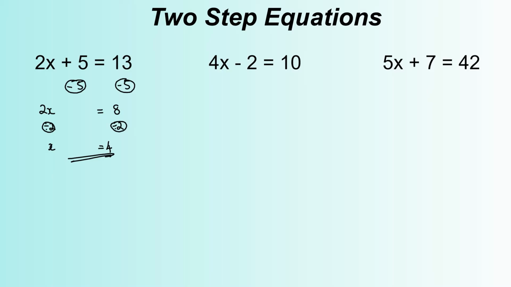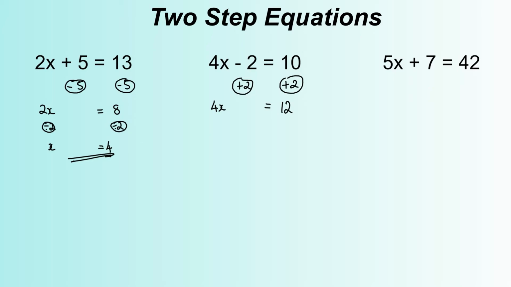Okay, so let's have a look at another one. Same idea here, we've got a minus sign with the minus 2. We want to get the 4x term on its own, so we're going to add 2 this time. The opposite of the minus 2 is add 2, and that should cancel out, leaving us just the 4x on the left hand side. Negative 2 plus 2 is 0. 10 add 2 is 12.